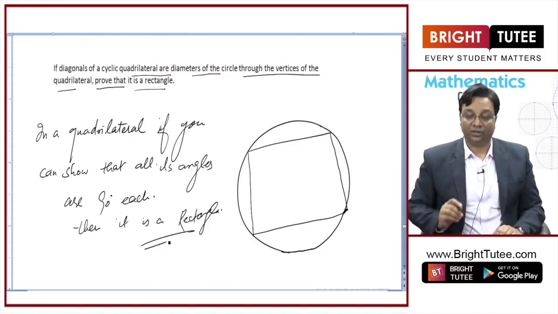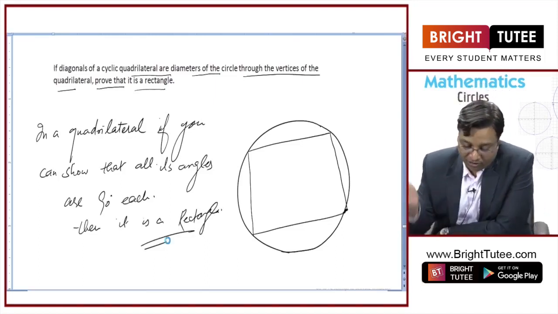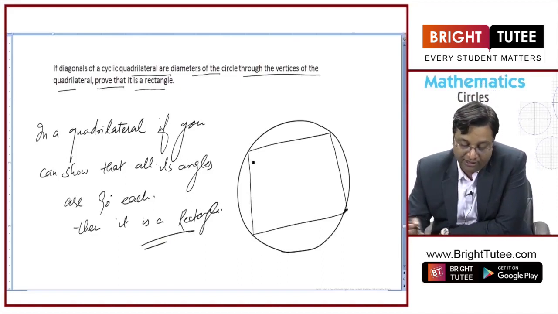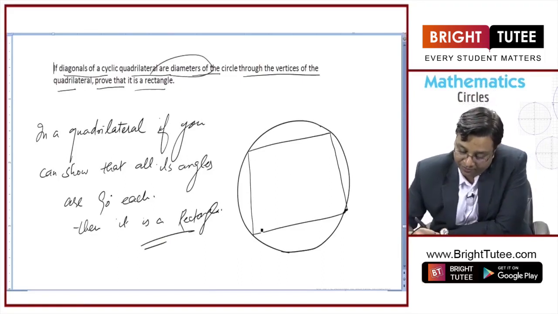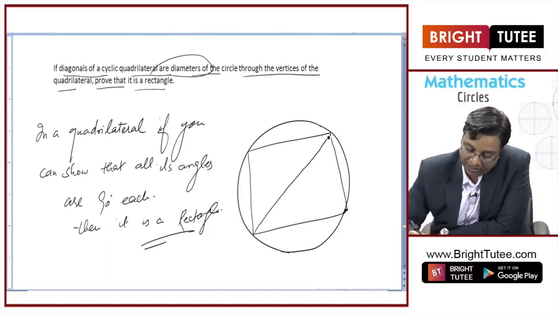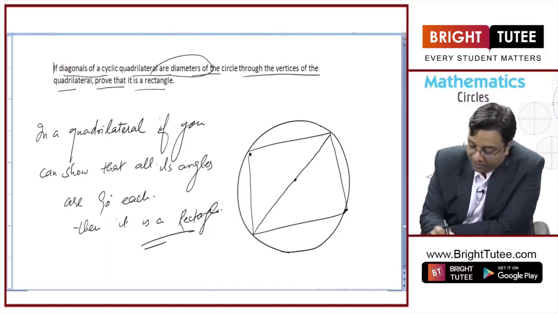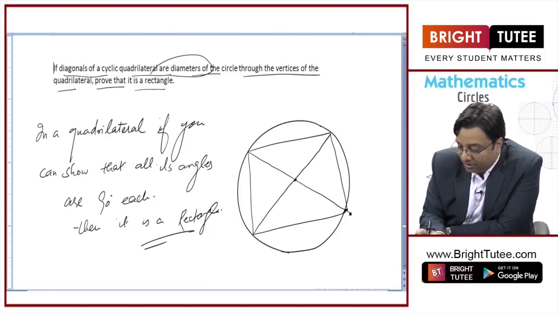So this should be clear to us. Now I just need to show that its angles are 90 degrees each. Diagonals are diameters of the circle. So this is one diameter of the circle. This is another diameter of the circle.